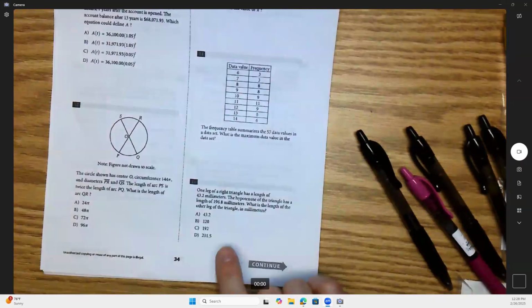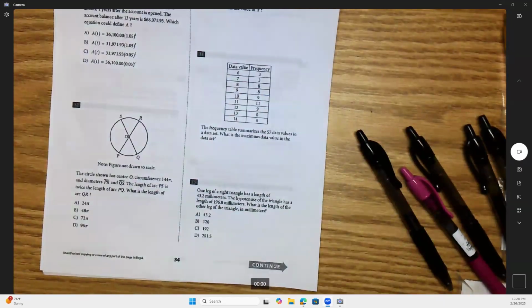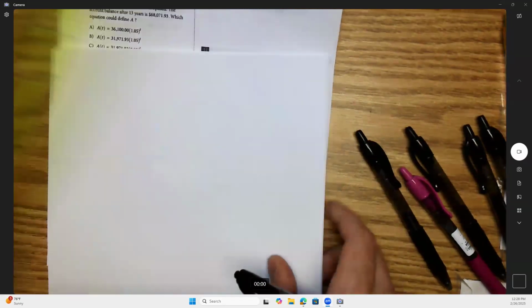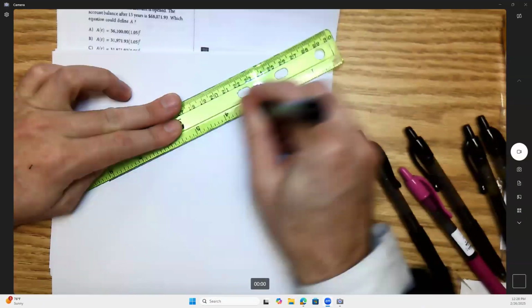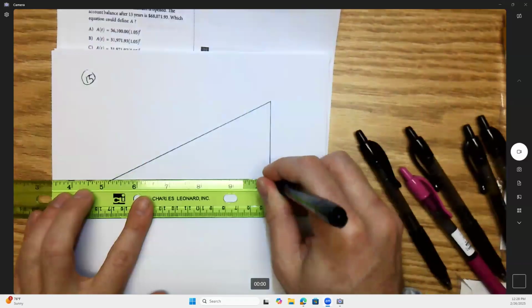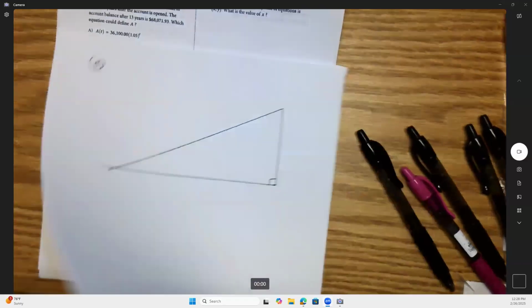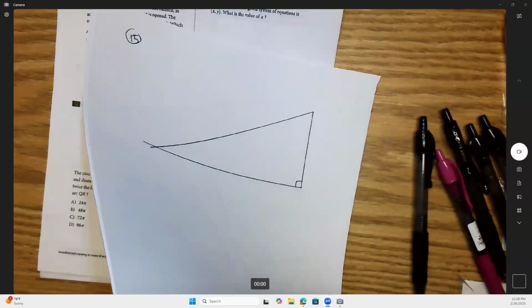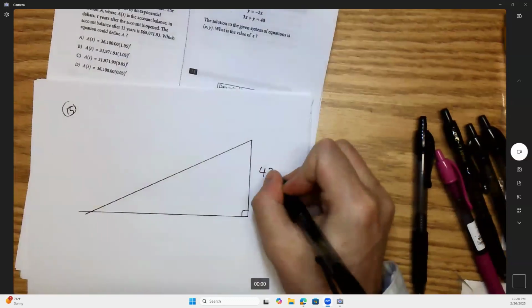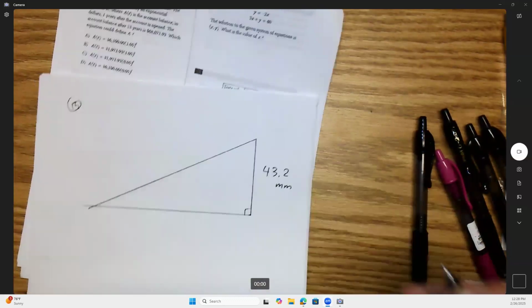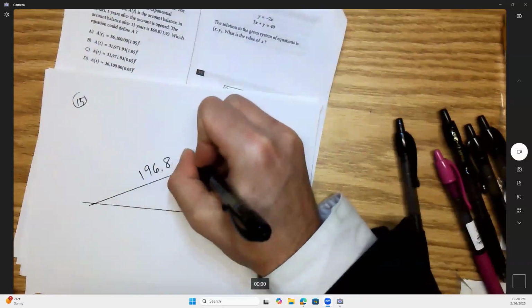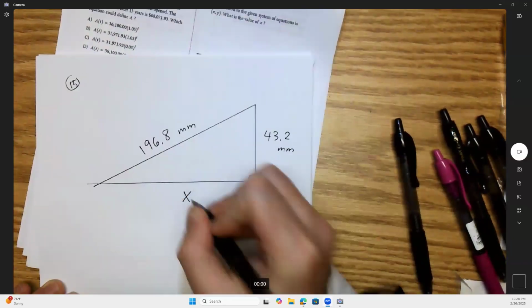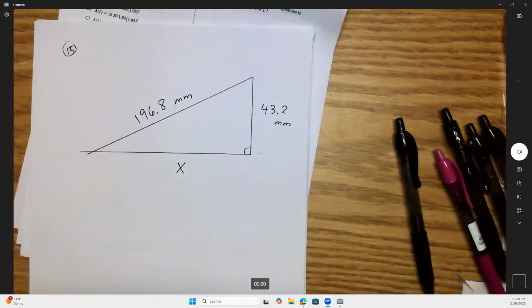Number 15. One leg of a right triangle is 43 millimeters. The hypotenuse is 196 millimeters. What's the other leg? Let's draw this out. Triangle. It's a right triangle, a right angle. Oh, one leg is 43.2 millimeters. The hypotenuse is 196.8 millimeters. And what is the, well, I'll call it side x, solve for x. Can you guys solve for x?